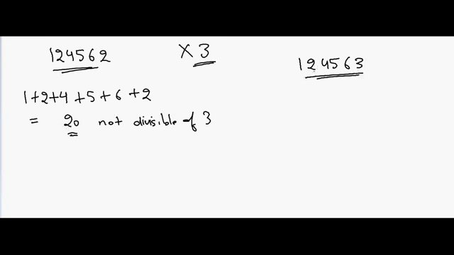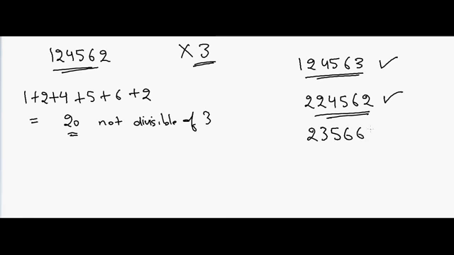Or we can increase any other number. We can say 2 2 4 5 6 2, that should also be divisible by 3. Or we can say 2 and increase 1 in each of these 3 and say 3 5 6 6 2. This should also be divisible by 3.